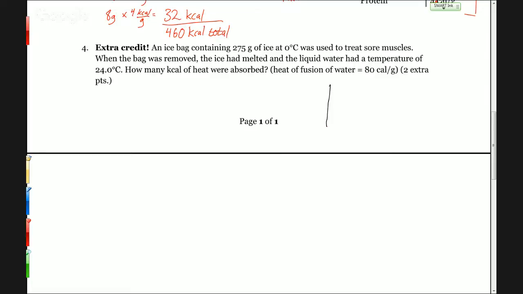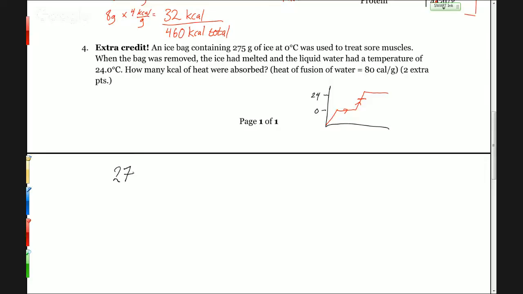Once again, it can be helpful to think about what's happening in a graph. So first, the ice is melting. So there's melting in this first part, and then warming. So we're at 0, and let's say 24 is like here. So we're melting, and then we're heating up to 24. And those are two separate steps, so two separate calculations.